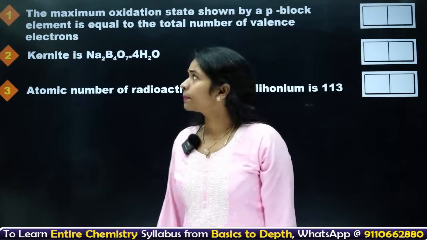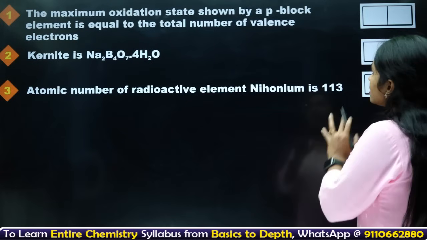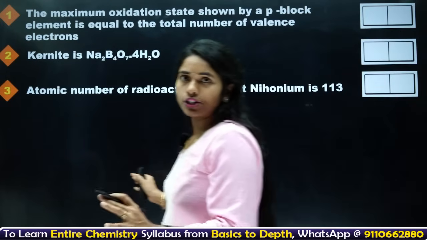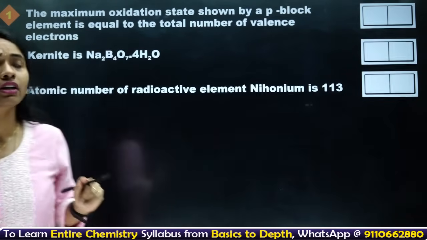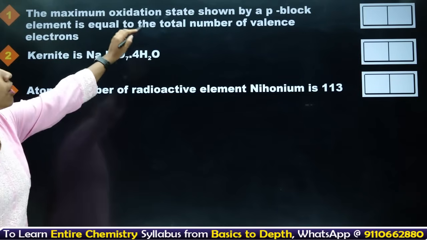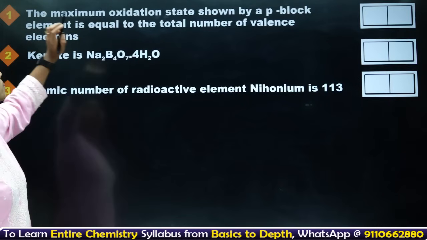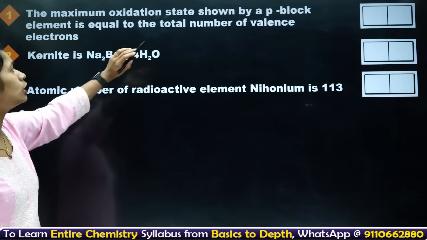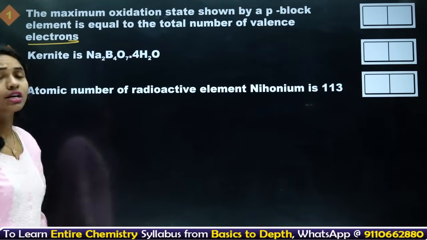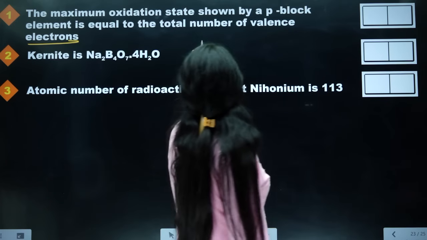Okay, next one. Let us see some true or false statement questions. Most important, we will complete them quickly. The maximum oxidation state shown by p block elements is equal to the total number of valence electrons. How many valence electrons are there in a p block? Tell me.